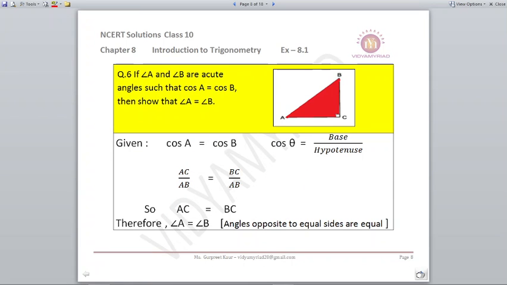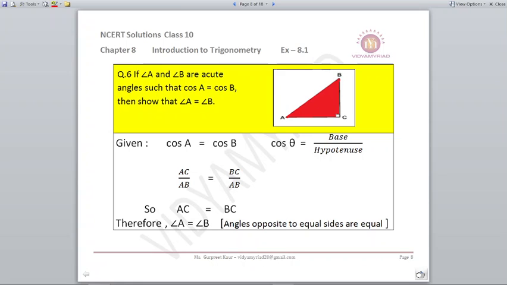Next, if angle A and angle B are acute angles such that cos A is equal to cos B, then show that angle A is equal to angle B. Now we are given cos A is equal to cos B. So what is the formula for cos? Cos is base upon hypotenuse. If I take cos A, what will be my base? That is AC. So I can write AC upon AB. For cos B, your base becomes BC. So BC upon AB. In both cases, AB is common.